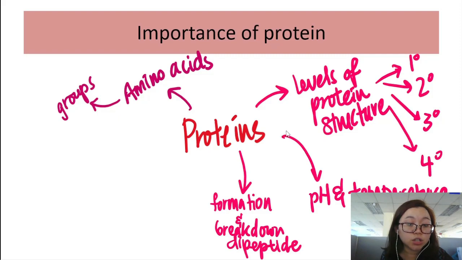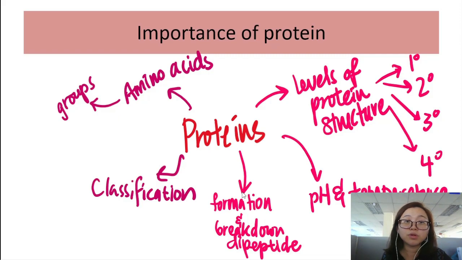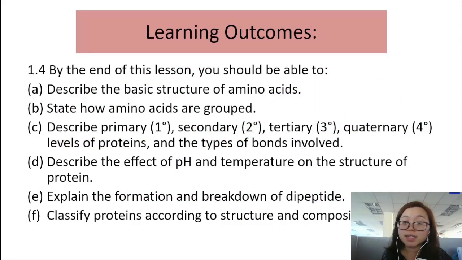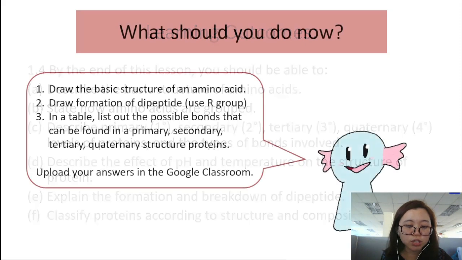Proteins can be denatured by extreme pH and high temperature. You can draw and show formation and breakdown of dipeptides. Proteins can be classified into three main groups. And we also went through the importance of proteins. These are the learning outcomes. I hope you can reach them.